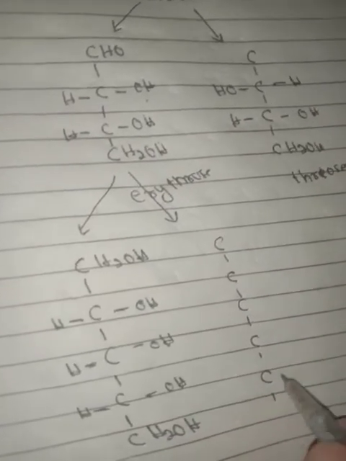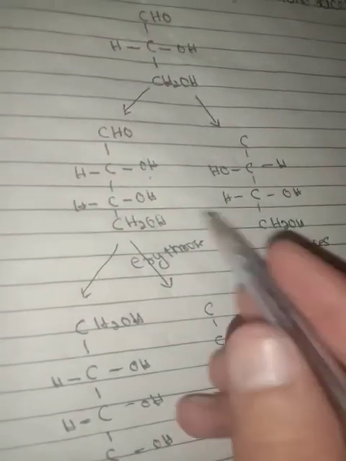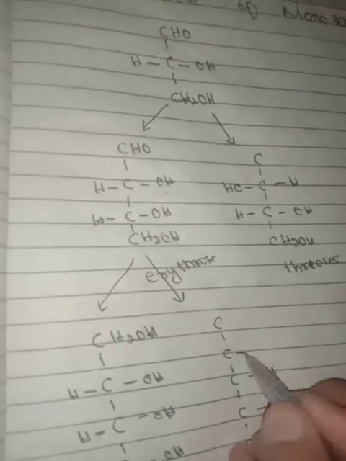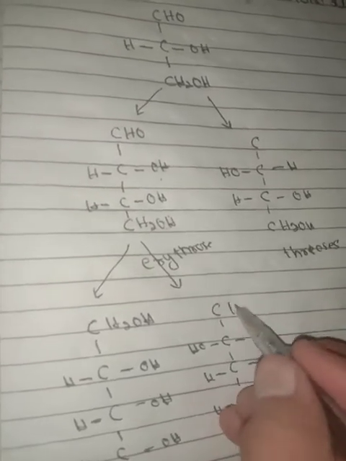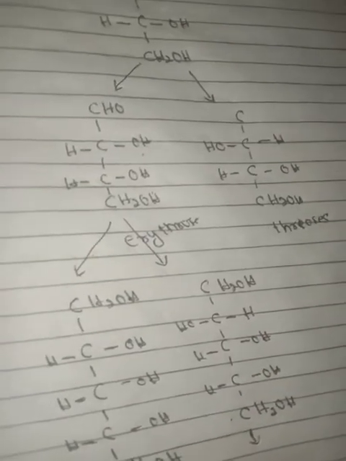Now here, 1 2 3 4 5 carbon atoms, this is the CH2OH, this is the OH, this is the OH. Now if the OH is on the right side and the H is on the left side, and this is CH2OH, this will be D-arabinose.